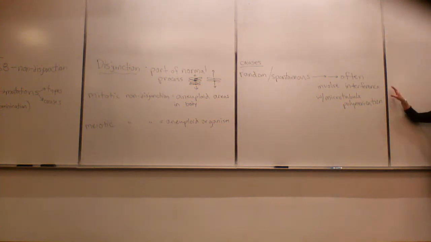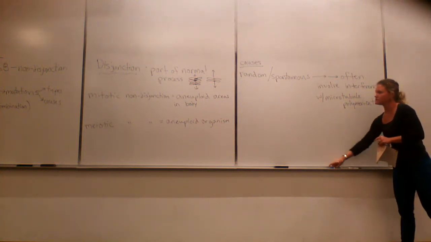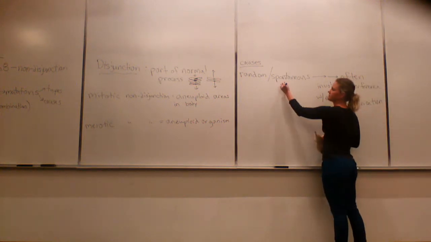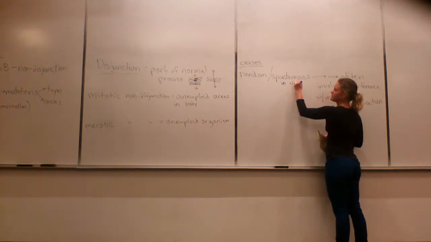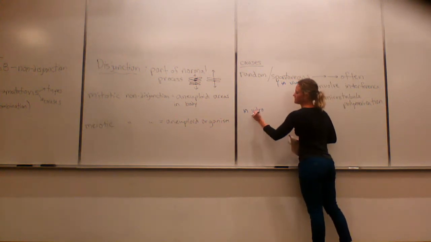But generally speaking, we can track non-disjunction events. One of the major causes is somehow you're disrupting basic microtubule polymerization. And this, of course, you can actually induce in the lab. So spontaneously, this would be in nature, or in vivo, right? So naturally, versus in vitro, or experimentally.